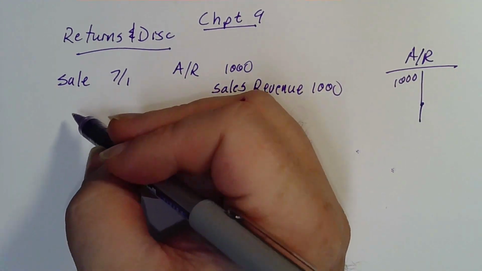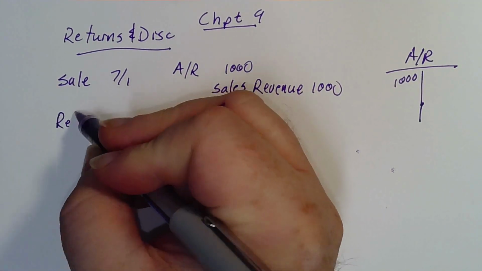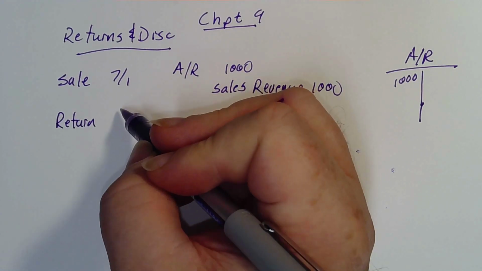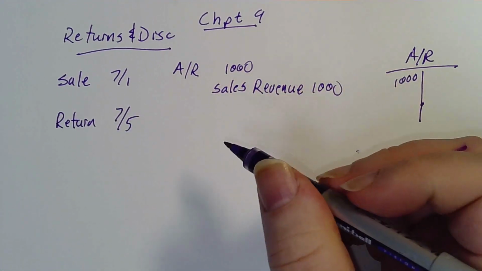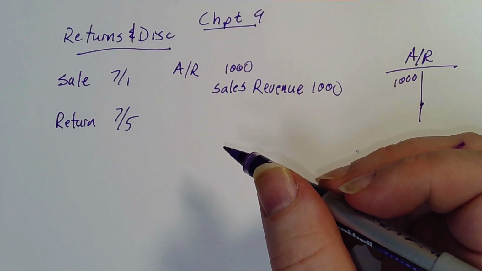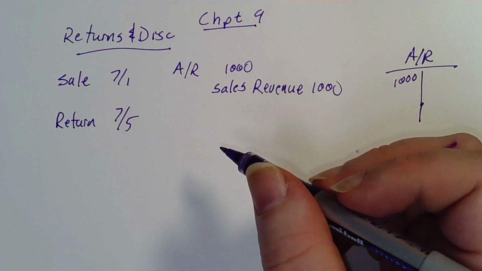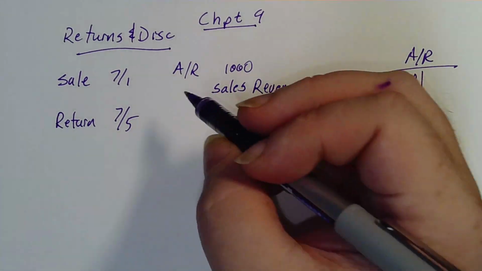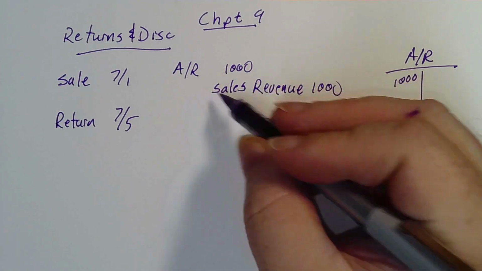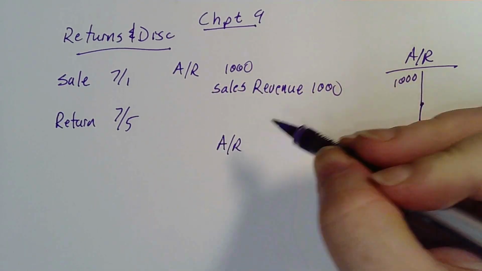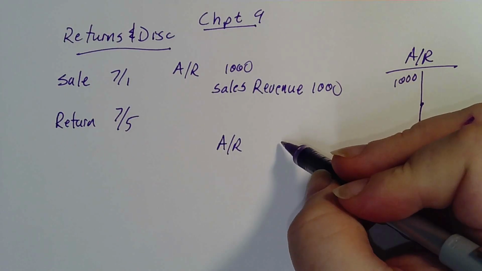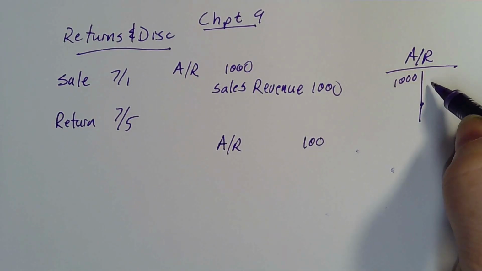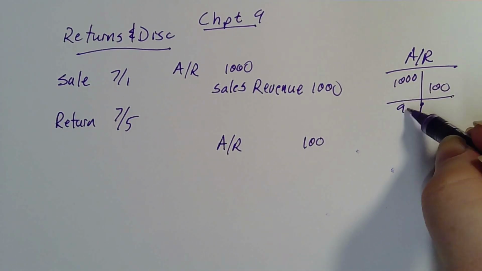And let's say the customer returned some items to us. Now, for the purposes of this, I'm not going to get into the inventory. We're just going to ignore the inventory and COGS because we're just going to focus on the AR part of it right now. So let's say they returned $100. We'd knock off $100 off the AR. So now it'd be $900.